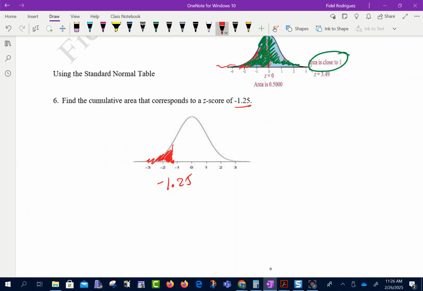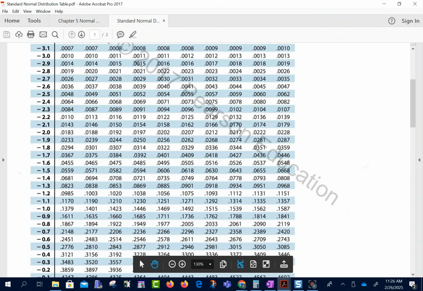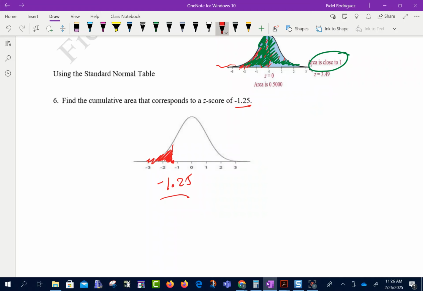Let's come back to our problem. We're looking for negative 1.25. I'm going to zoom out just a little bit. Right here where I have my negative 1.2, the first one is negative 1.29. The second one is negative 1.28. I want to get to negative 1.25. So right here, 0.1056. That's going to be my area, the area underneath the curve, 0.1056. That's how we find our area using our table.